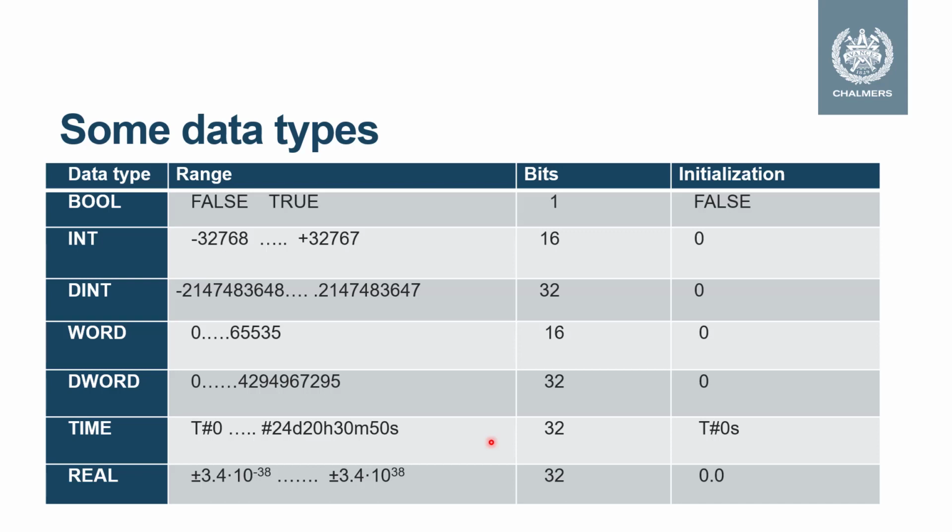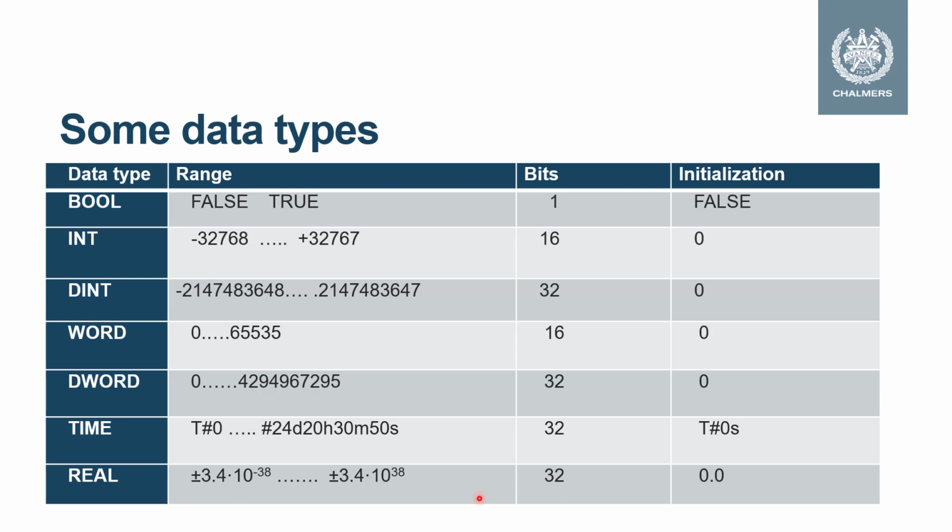The PLC system has a data type for time, it's called time. It uses 32 bits, and we can write it like this: T hashtag, and then the number of days, hours, minutes, seconds, and also milliseconds. Don't need to have all of them. You can have just T hashtag 5S for 5 seconds, for example. But this is the range, almost 25 days. And as everything else, it will start at 0 if it's not declared where it should start.